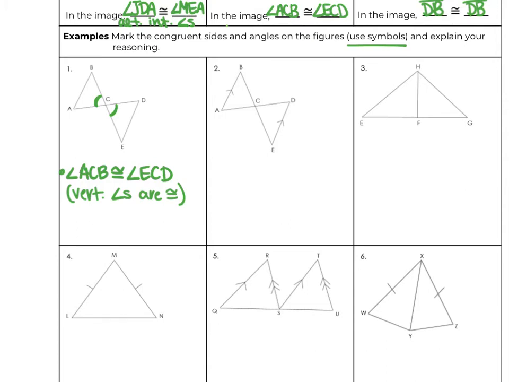So number 2 does have a set of parallel lines, so right here and right here, and we also have intersecting lines here and here. So my intersecting lines create vertical angles, so I could again say angle ACB is congruent to angle DCE. I did it the other way this time from that one, but it's still the same angle because they are vertical angles.